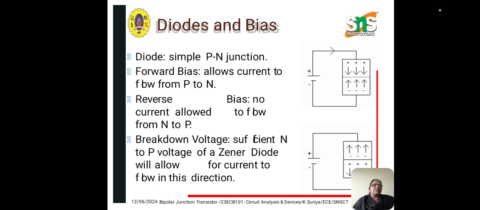So next we will see the construction of bipolar junction transistor. Here it is constructed using the basic PN junction diode. This PN junction diode can operate in the forward bias or the reverse bias condition. In the forward bias condition, it allows the current to flow from P to N, and no current will be flowing from N to P in the reverse bias condition. Here one important thing, breakdown voltage is there. So sufficient N to P voltage of a Zener diode will allow for the current to flow in this direction.